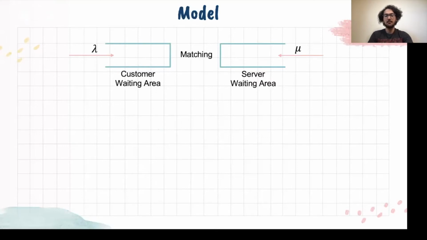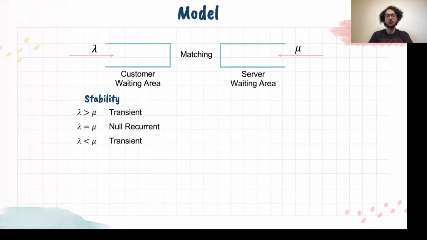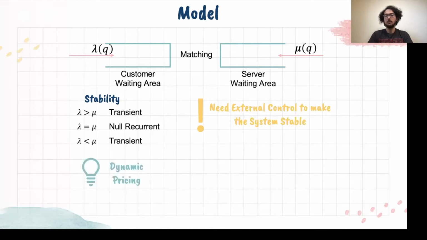Note that for any value of lambda and mu, the queue is unstable, as either one of the queues will blow up when lambda is not equal to mu, and when lambda is equal to mu, the underlying Markov chain will be null recurrent. Note that our definition of stability is positive recurrence. Thus, we need an external control to make the system stable, which can be done using dynamic pricing. In particular, the arrival rates can be a function of queue length. Now we can analyze the system in steady state.